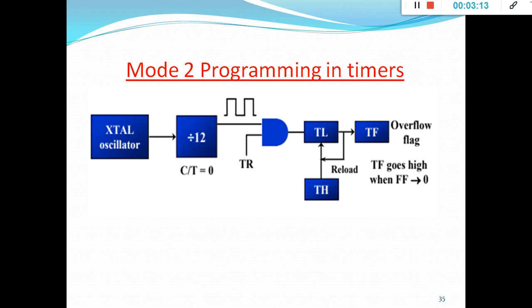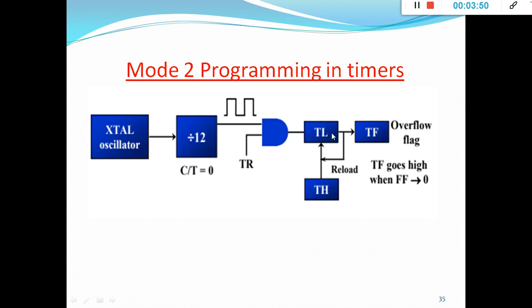Next, after the timer is started, it starts counting up by incrementing the TL register. Once the copy is sent from TH to TL, when you start the timer by SETB TR0 for timer 0 or SETB TR1 for timer 1, then the value starts counting. So it starts counting up by incrementing the TL register. It counts until it reaches its limit, FF. The maximum value is FF.